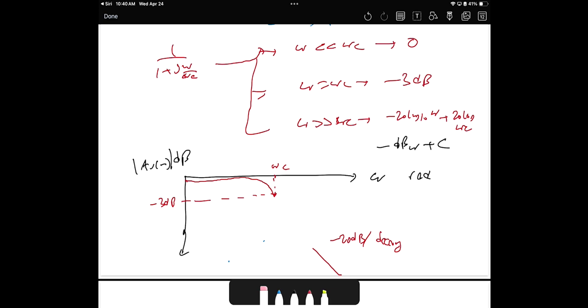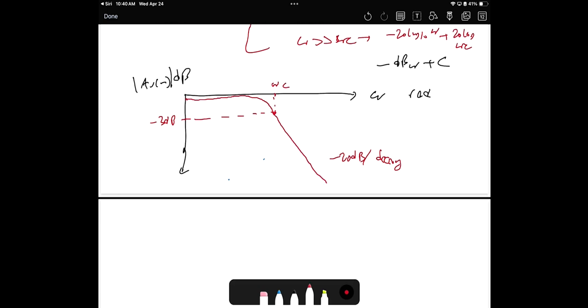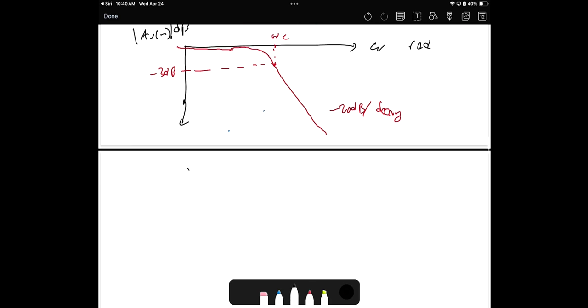So let me just try to fix this. That's what the waveform looks like. Doing this analysis every time will take so long, so can we figure out a way to make it much easier? Because this one is close to 0, we can approximate it as follows. Here's the approximation.